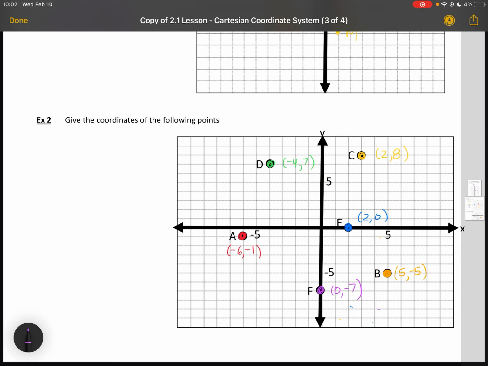So you should be able to plot points given the coordinates, and you should be able to identify coordinates given the point.